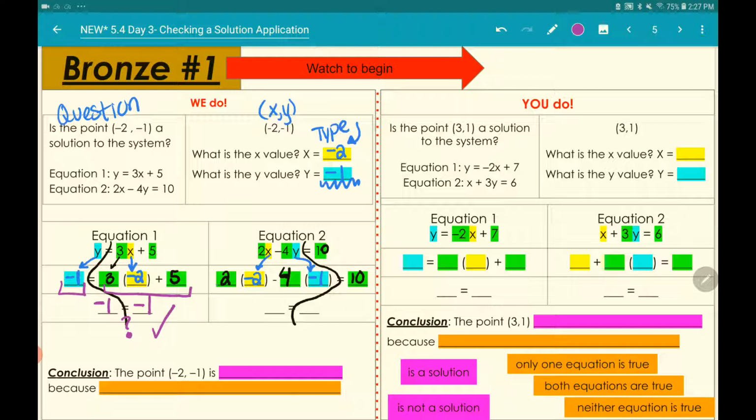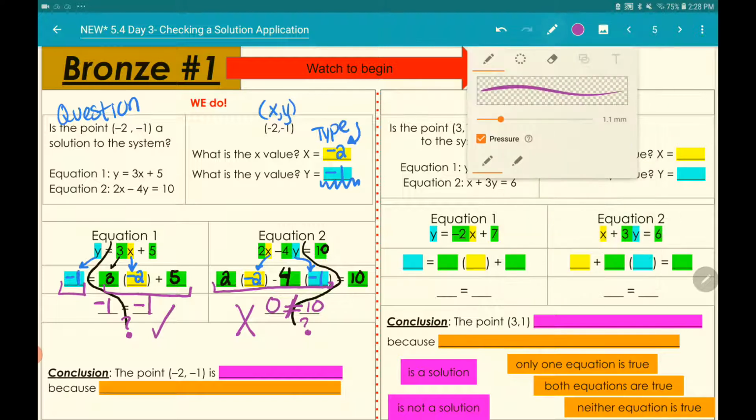Okay, let's continue. Now I see in equation 2, this side is the side I need to type into my calculator. So again, I'm going to pause and go ahead and do that. When I do that side, I got 0, and on my right side I have nothing to simplify, so I just bring down that 10. We ask ourselves, are these equal? The answer is no. 0 does not equal 10.